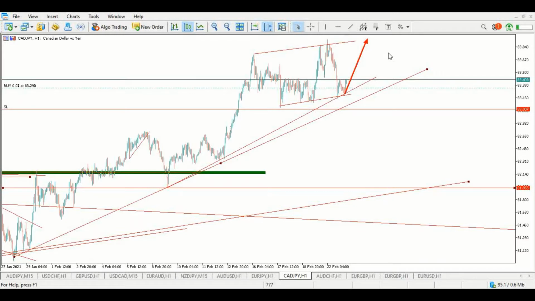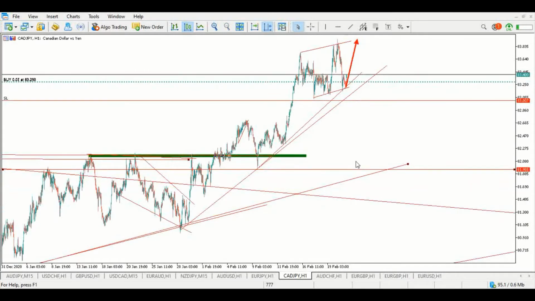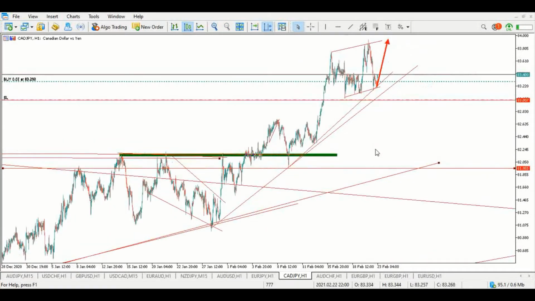Okay, so I just want to break down this trade, and it's a very simple and straightforward trade, a pure support and resistance trade. Other people might call it a so-called trend line trade, but for me, I just call it support and resistance, because it's just the diagonal support and resistance.